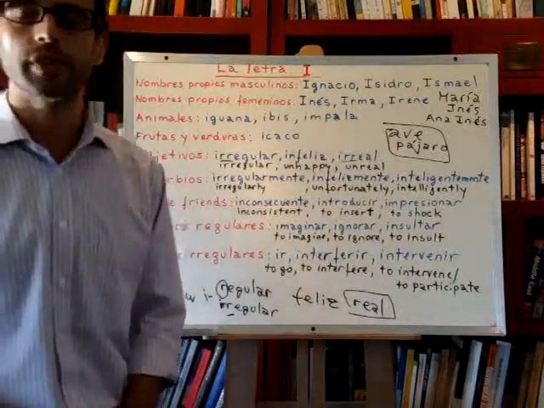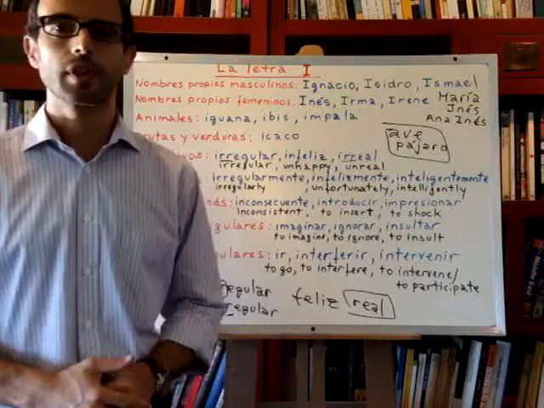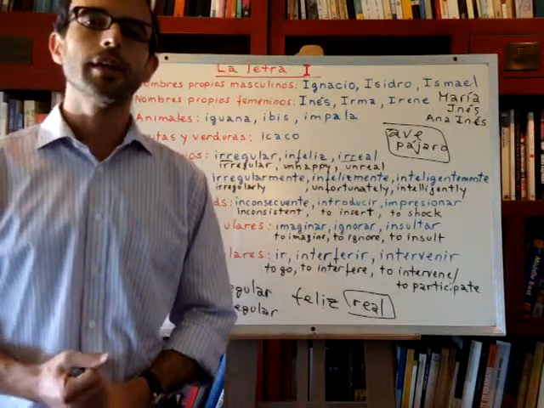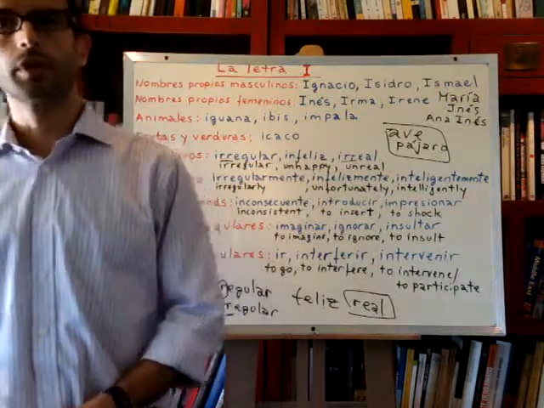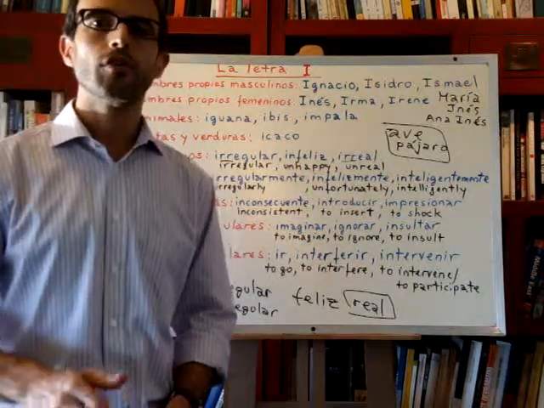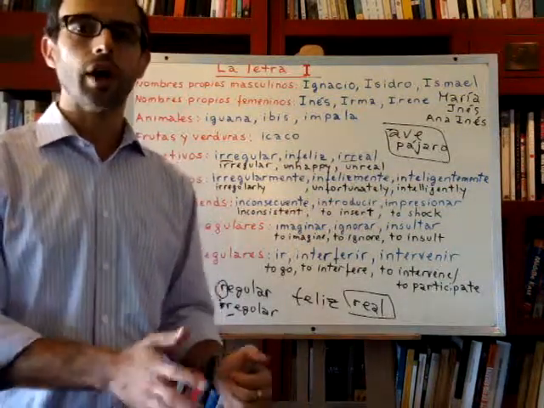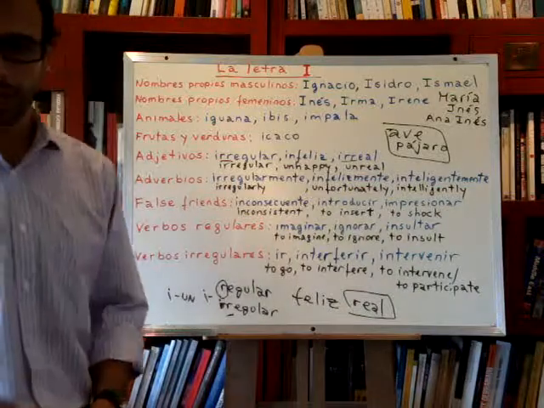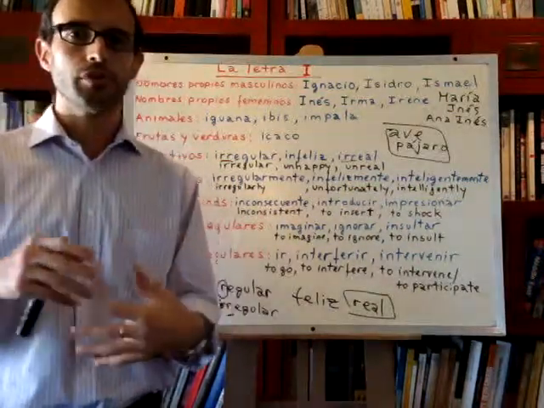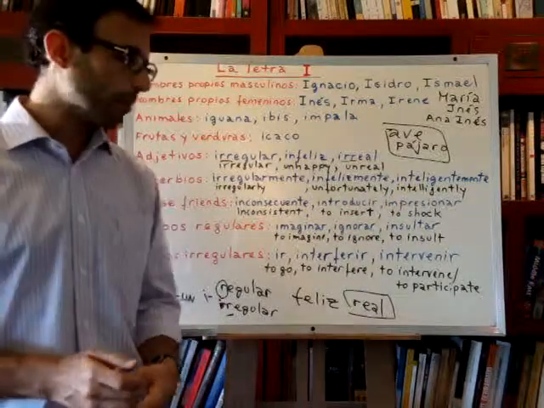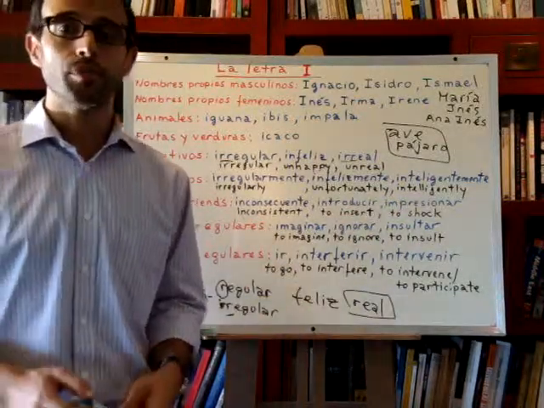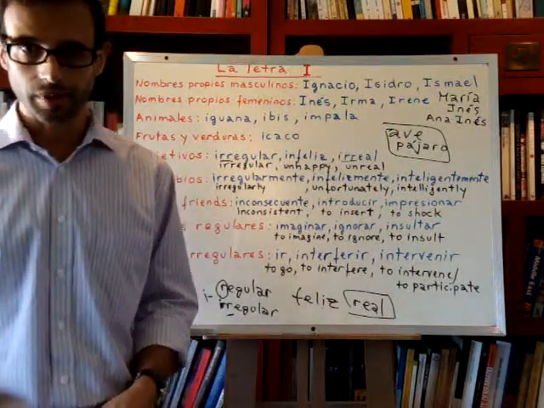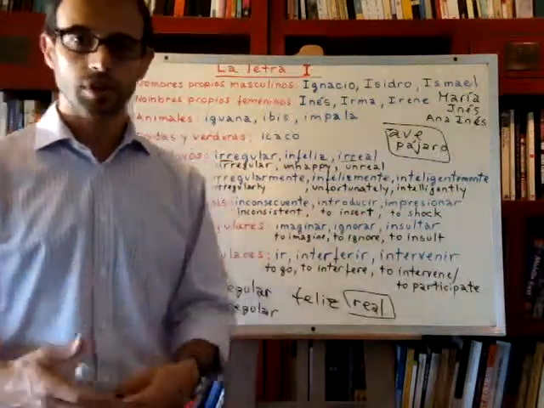Ir means to go. For example, iré a Roma. I'm going to Rome. Mañana iré al médico. Tomorrow I'm going to the doctor. Ayer fui al banco. Yesterday I went to the bank. So, since it is an irregular verb, and one of the most irregular verbs in Spanish, actually the verb changes completely. For example, the infinitive is ir, the present is voy, the past is fui, the future is iré, right? So you can see how it changes so much between one tense and the other.